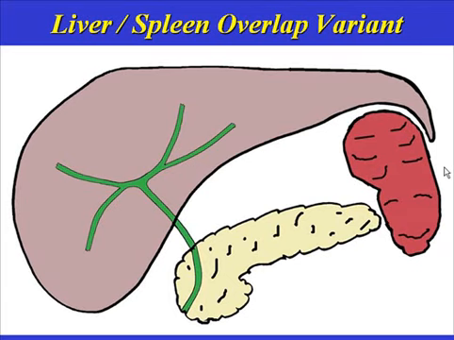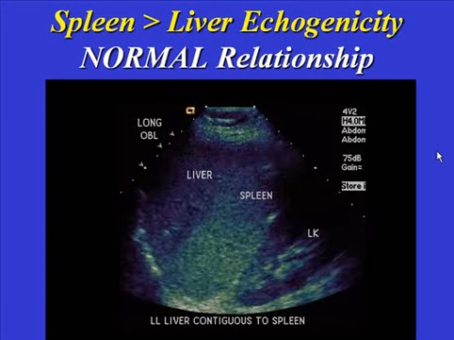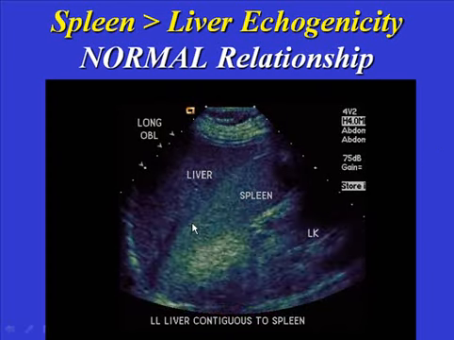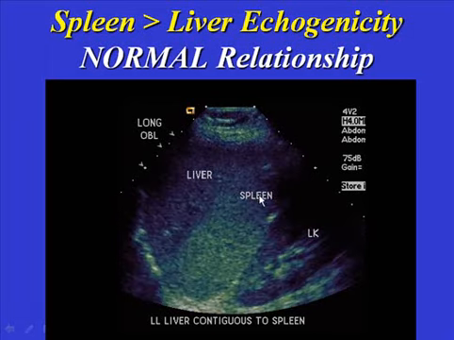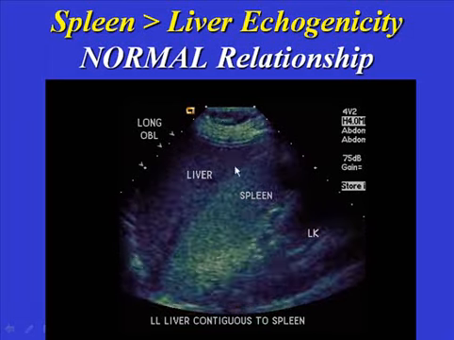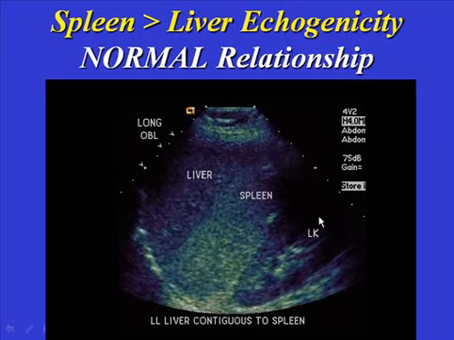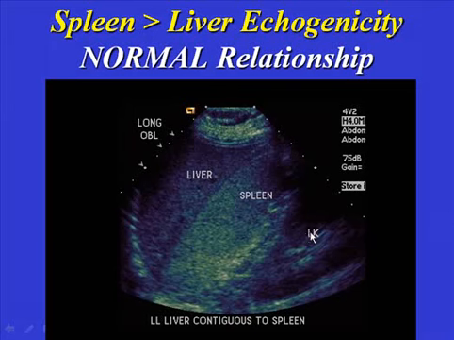Now, here's a circumstance. This is an anatomic variant where the left lobe of the liver overlaps the spleen here. And in this particular circumstance, you can compare them directly, and it allows us to see the echogenicity patterns. So this is a long axis scan in the left upper quadrant. And here's the liver overlapping the spleen. And notice how the liver, this normal liver, is more echogenic than the spleen. And of course, both are more echogenic than the renal cortex. So that's the normal situation.